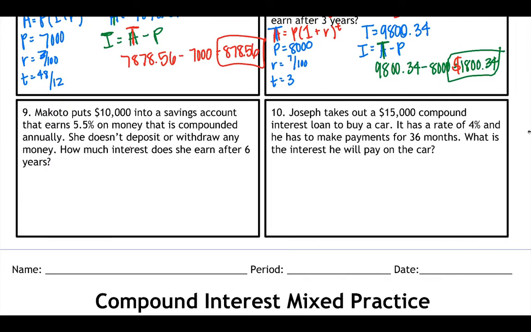Do you want to do the last two or just give the answers for them to check? Check your answers. Okay, number 9 is $3,788.43, and number 10 is $872.96. Yep. Okay, check your answers. Work it out.